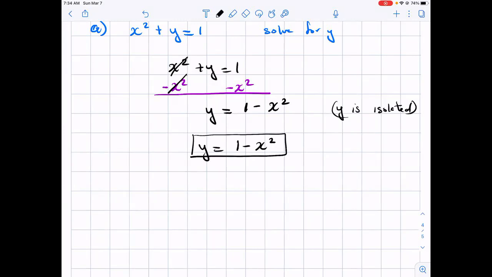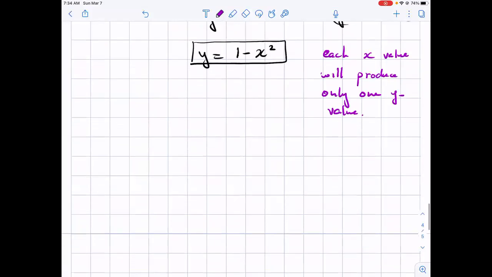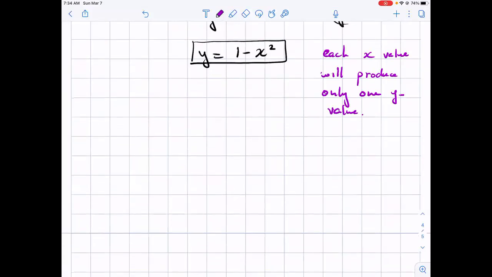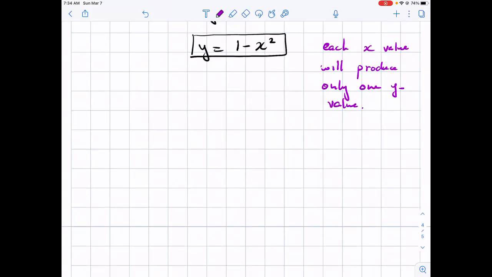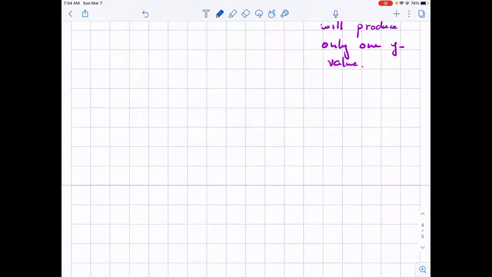Okay? So in here, you should notice each x value will produce only one y value. Every single x value will produce only one y value. Now, that was A, so let's look at example B. Same direction.